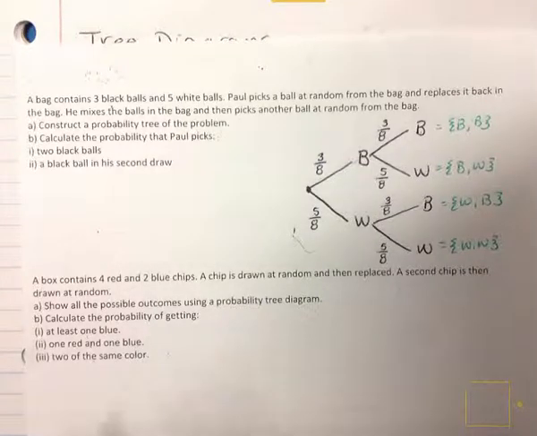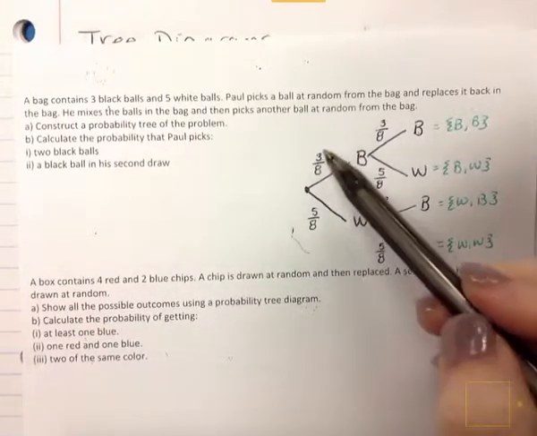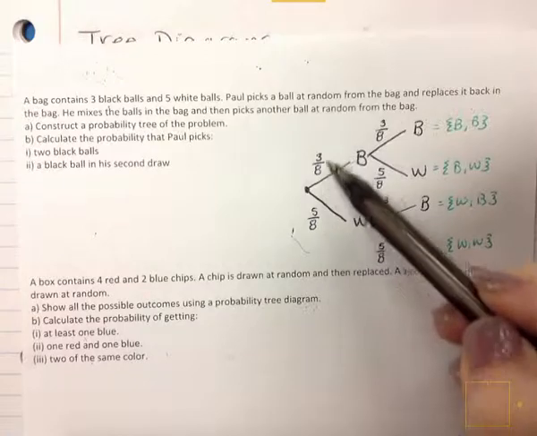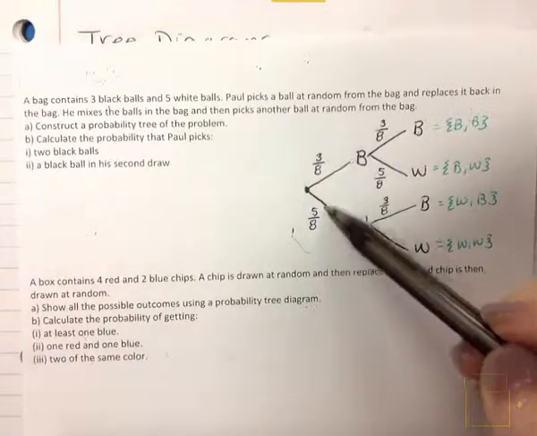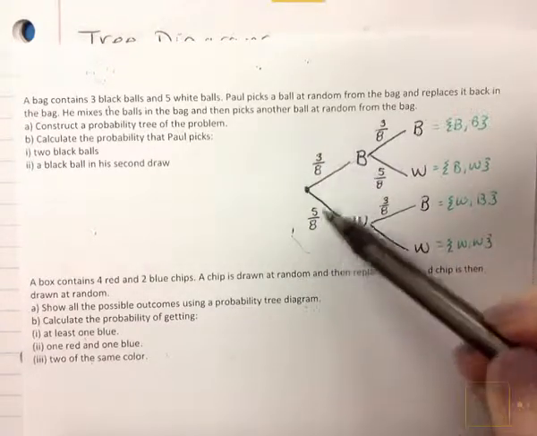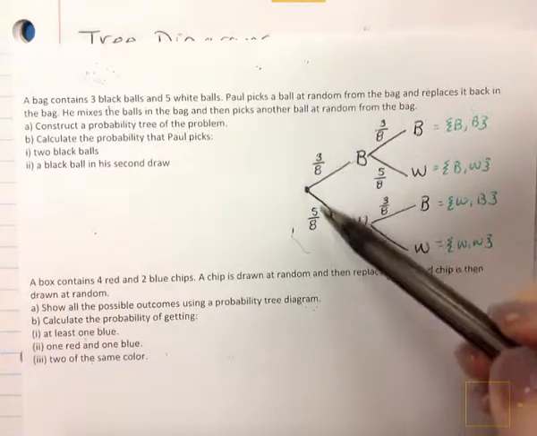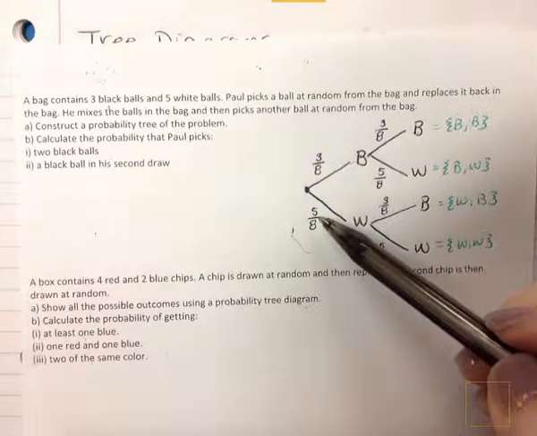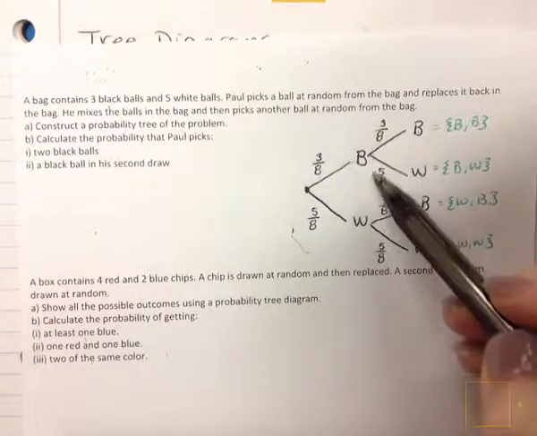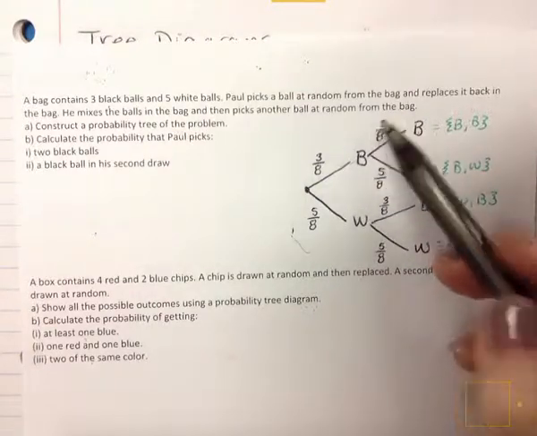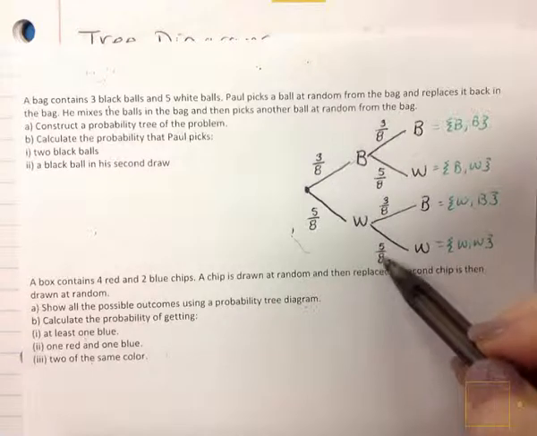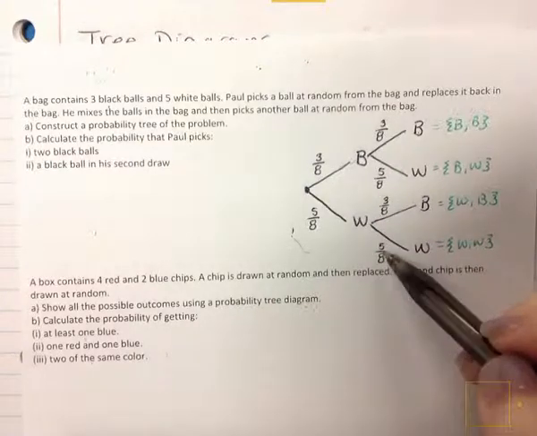So what we do is we have to make sure that these will add up together to be a 1 or 100%, because these are the two possibilities. So this is 3 out of 8 plus 5 out of 8 is 8 out of 8. On this branch right here, this is also 8 out of 8. And on these branches here is also 8 out of 8. So we've done that right.